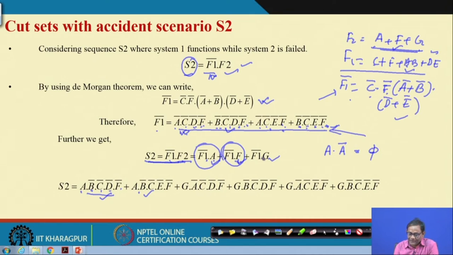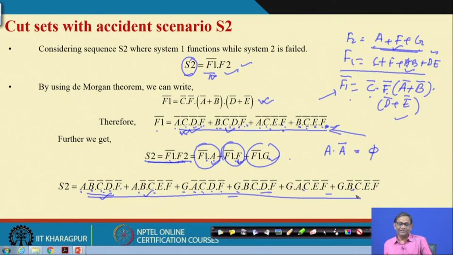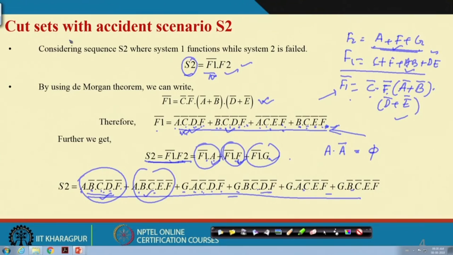no term will be available for this, all will become 0. Now, F1 bar G: in F1 bar there is no G, so all the terms will be multiplied by G, that is why G, A bar, C bar, D bar, F bar, and like this, 1, 2, 3, 4, 5, 6. So you get the cut sets for S2. That means if this situation occurs, S2 will occur, with reference to the basic events of the two system level fault trees, system 1 and system 2. That is what is known as cut sets with accident scenario. This scenario is S2.